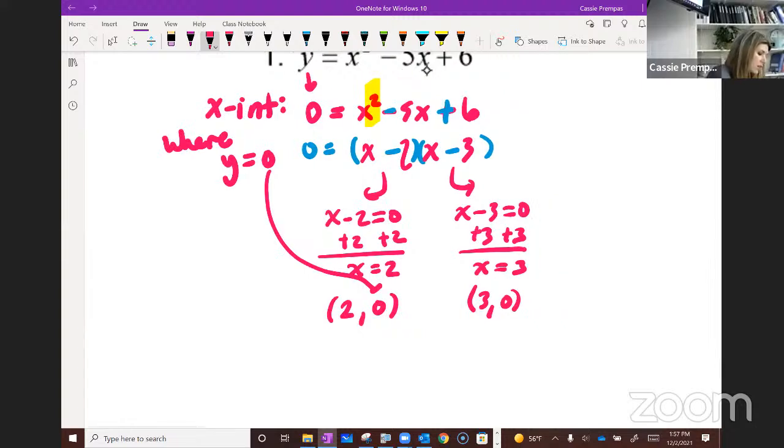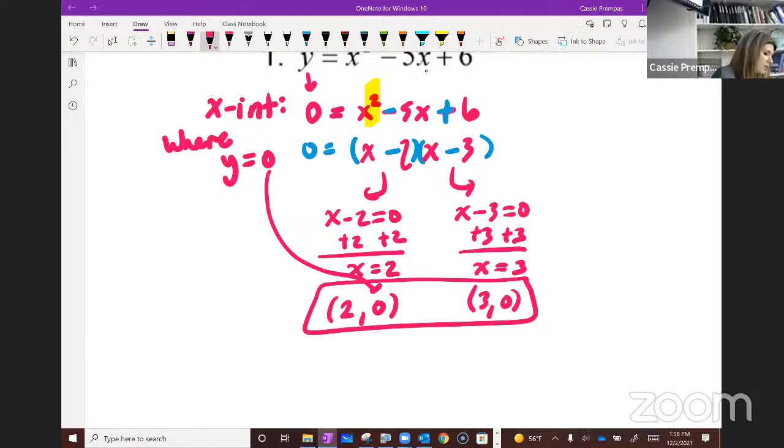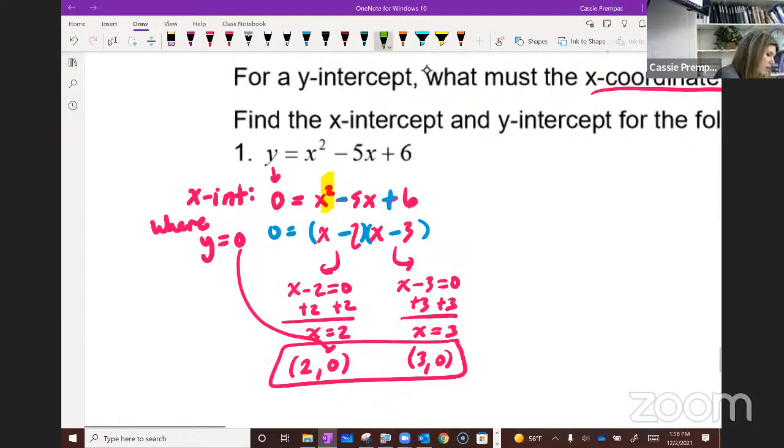Okay, so there's our x-intercepts, (2, 0) and (3, 0). Katie. Okay, let me take you to a visual component of it, which I think might make more sense. From Tuesday, what type of graph would this make? A parabola, right? Because it's y equals x squared.